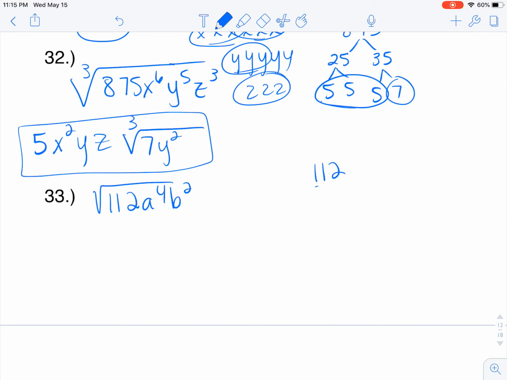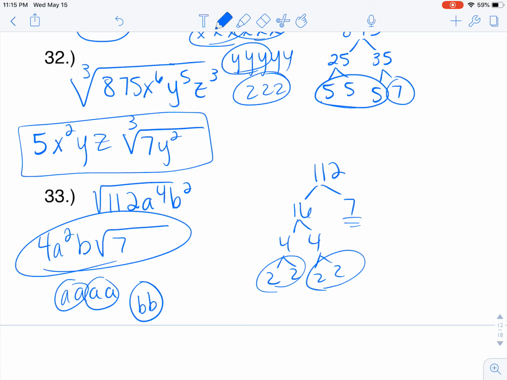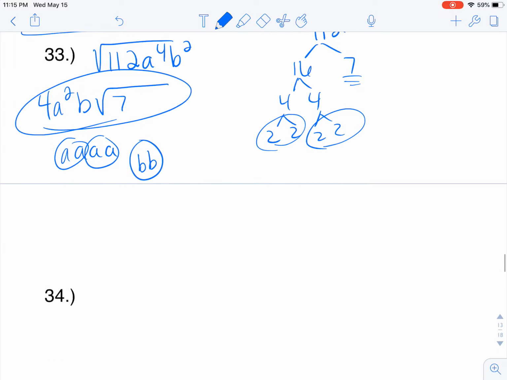All right, 33, we've got square root of 112 a to the 4th b squared. So start with 112. 112 is going to break down into 16 times 7, and then we break 16 down. We're looking for pairs. So we've got 2 pairs, so 4 goes on the outside. My leftover goes on the inside. A to the 4th, pair and a pair, so a squared, and then b squared is just 1 pair, so b. 4a squared b square root of 7.